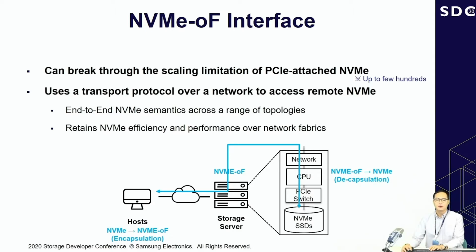In this figure, the NVMe command from the host side is encapsulated and is sent to the storage server via a network protocol. When the command reaches the storage server, it is decapsulated to an NVMe command and is issued to the local NVMe storage in the storage server. Since the Embedded Fabric interface eliminates unnecessary protocol translations, it can retain NVMe efficiency and performance over network fabrics.